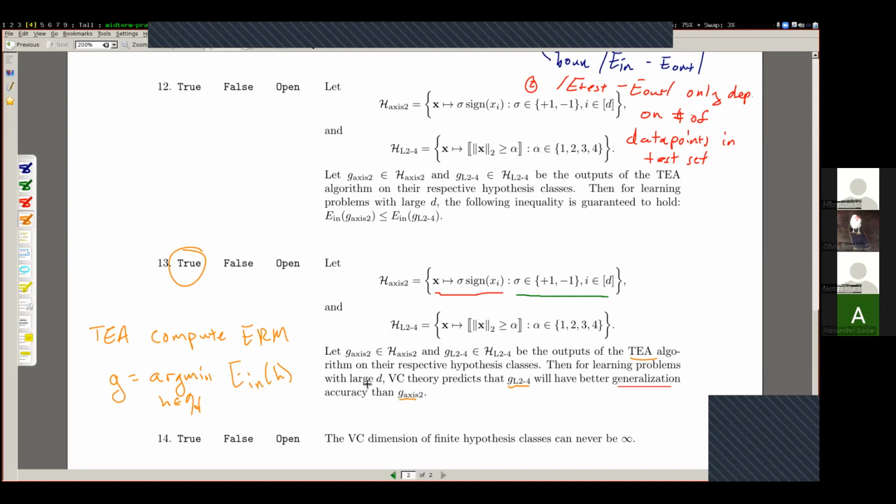For learning problems with large D, VC theory predicts that g_1 will have better generalization accuracy than g_2. So g_1, again, comes from the class with the smaller value of M. A smaller value of M does lead to better generalization accuracy. So this one should, in fact, be true. If it says false, that is a mistake.